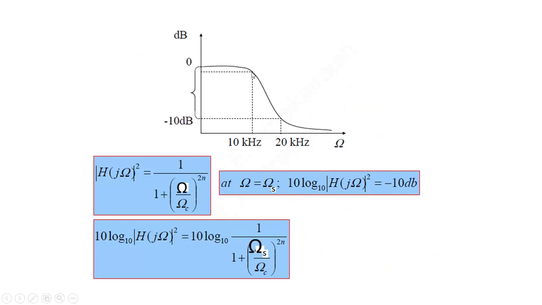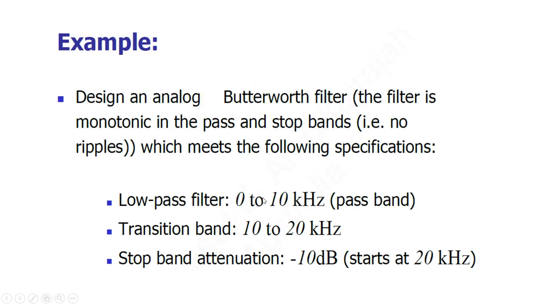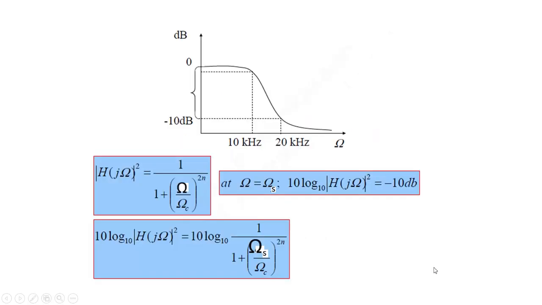From this point, the transition band starts and it goes up to the frequency point, which is 20 kilohertz. Corresponding to this, on the dB scale, the value given is minus 10 dB attenuation. The stop band attenuation is minus 10 dB, and it starts at 20 kilohertz. So this 10 kilohertz is my cutoff frequency, or my 3 dB frequency. 20 kilohertz is my stop band frequency, and the stop band attenuation given is minus 10 dB. This point corresponds to minus 3 dB, and the start of the frequency plot corresponds to 0 dB or unity gain.